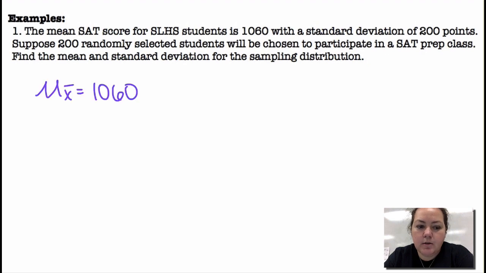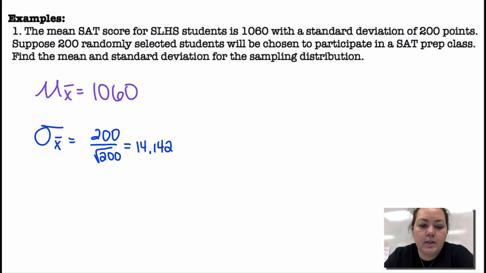So the mean is equal to the population mean, which is 1,060. The standard deviation is equal to the population standard deviation, which is 200, divided by the square root of the sample size, which is also 200. That was a little confusing, but it works out to be 14.142. This would be an approximately normal distribution because my sample size is greater than 30. Remember, that's from the last video. With a mean of 1,060 points and a standard deviation of 14.142.